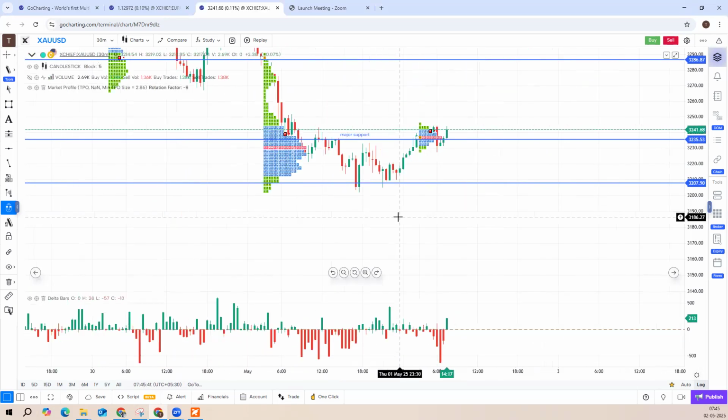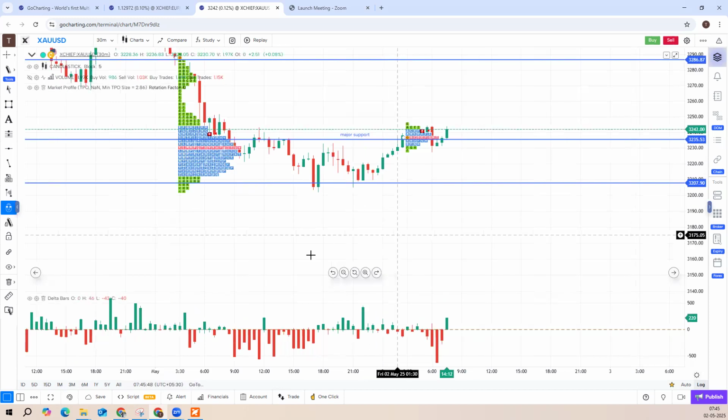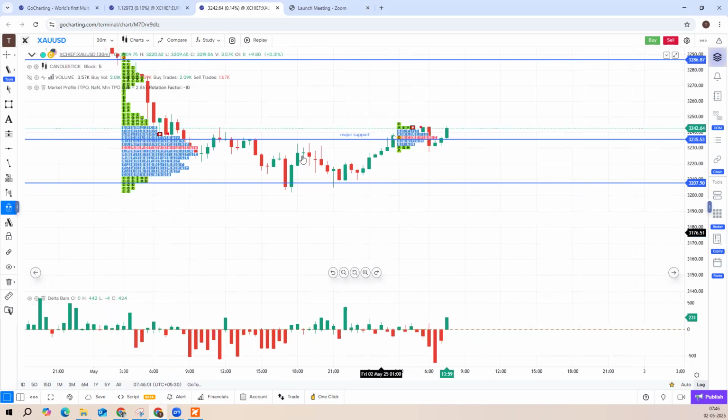Now, how will we take these kind of reversal trades, guys? So if you see here we have got some big delta. Okay, but then what has happened from the next candle onwards, the market has started going up, but this was not a very good confirmation. For me, the best trade was here.